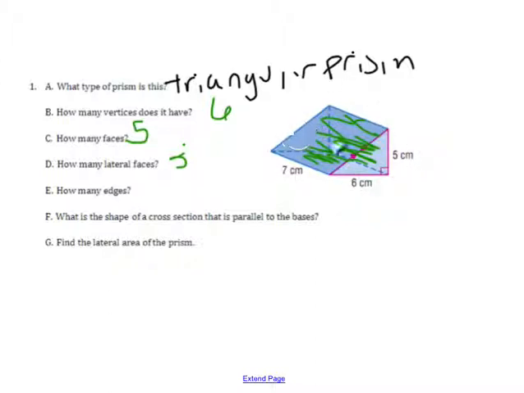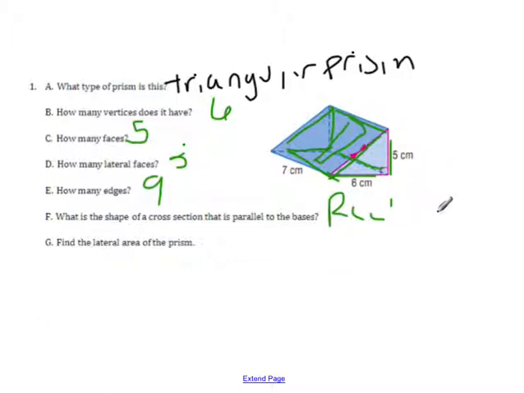How many edges? We want to count how many lines there are on this. There's 1, 2, 3, 4, 5, 6, 7, 8, 9. So when I traced all the edges, I got 9 edges. What is the shape of a cross section that is parallel to the base? If it's parallel to the base, I'm going to be cutting something out in here, and when I cut it out, it's going to be a rectangle.